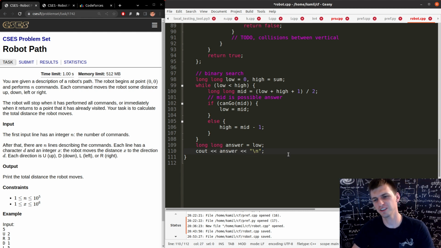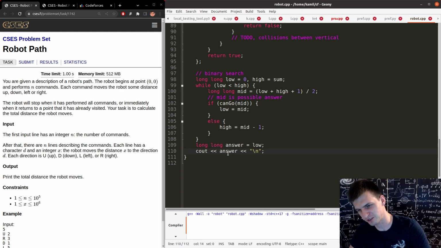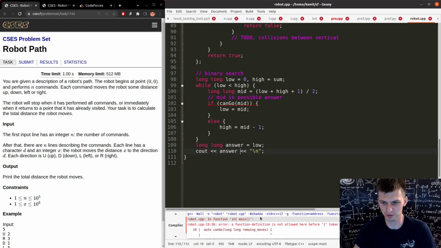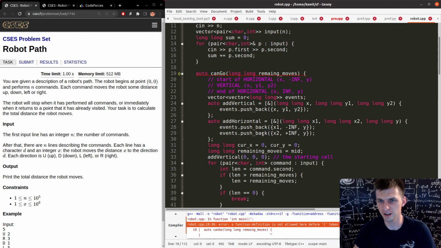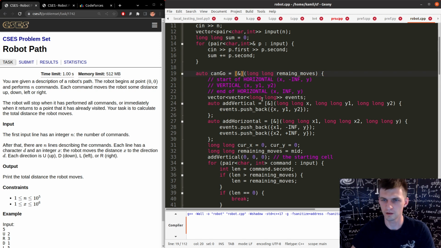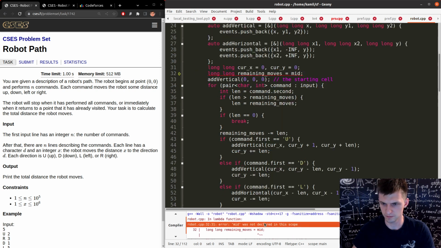In binary search, I don't like printing low. It seems strange to print at the end of the low variable. Why would you do that? But well, low is equal to high. I can go. Mid was not declared.